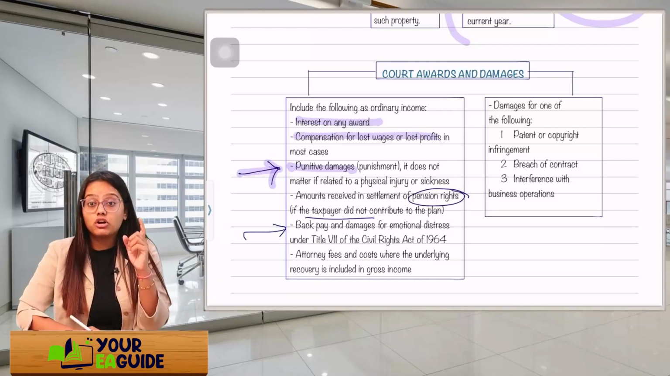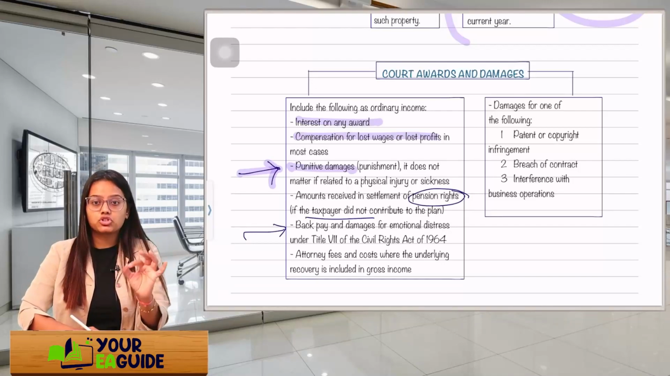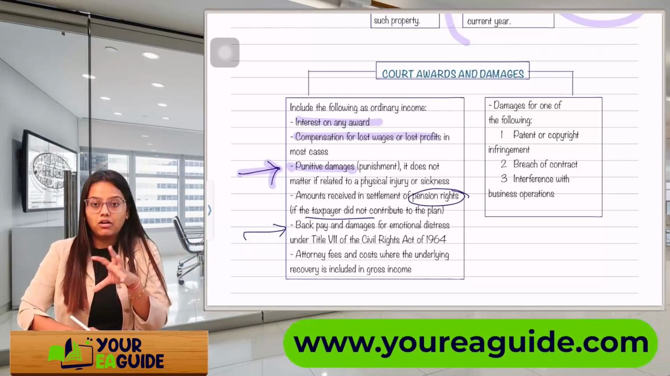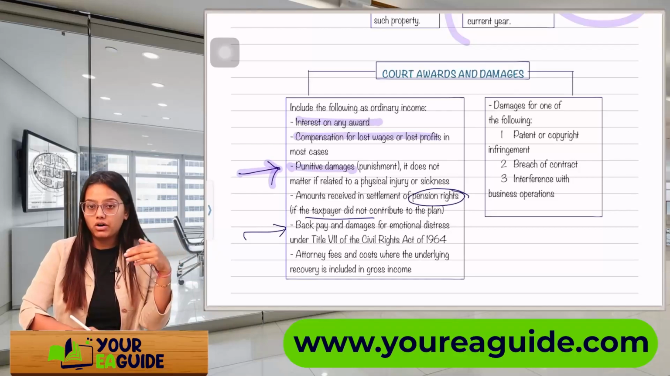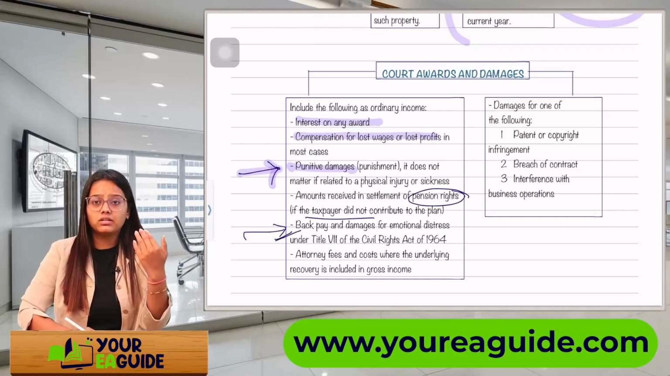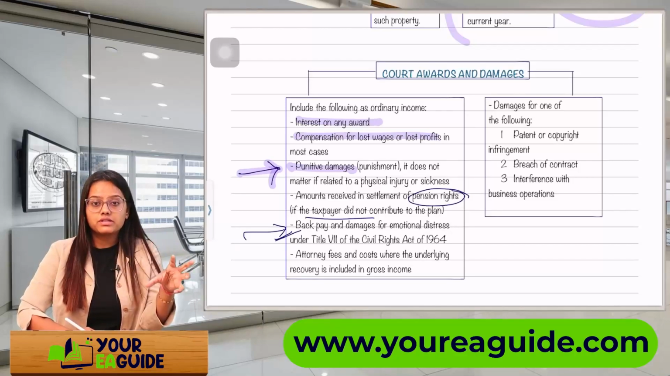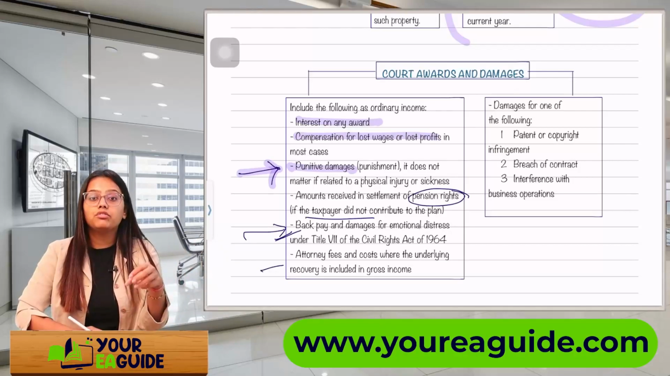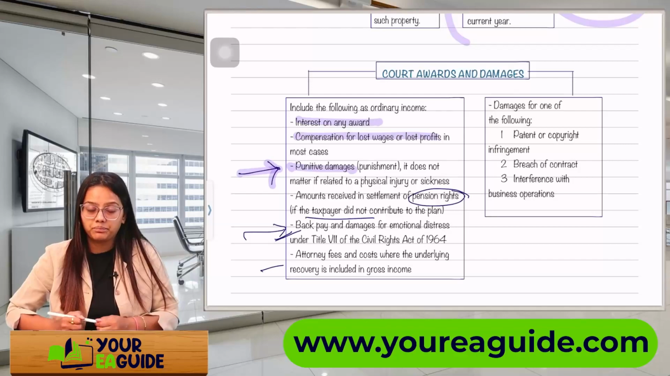for damage of emotional distress. Please remember, if there is a damage of emotional distress under this title of the civil rights, no need to remember it, but please understand, when you receive some earnings due to this, earnings means you are receiving the awards and damage payment because of the emotional distress, the employer is going to pay to the employee. Okay, or the last one is attorney fees and cost when the underlying recovery is included in the gross income.